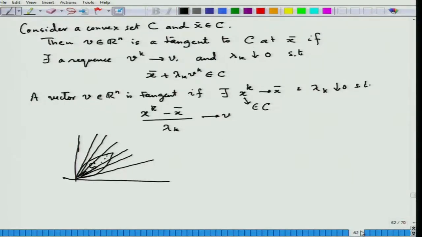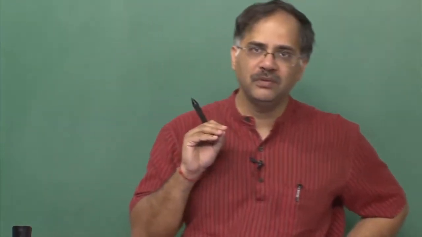If you look at it, I can call the set of all these vectors a cone, and that is called the tangent cone to C at x bar. The set of all v's forms a cone, which we call the tangent cone. Now, this can be defined for any set C, but here we are gluing ourselves to a convex set because essentially we are talking about convex optimization. So, rather than complicating the facts of life, we concentrate on the things that we are really interested in, that is, minimizing a convex function over a convex set.